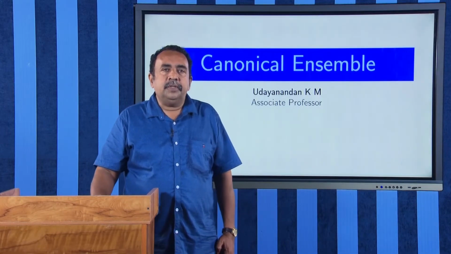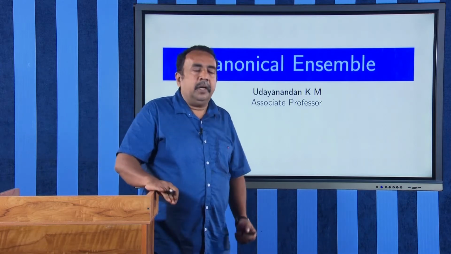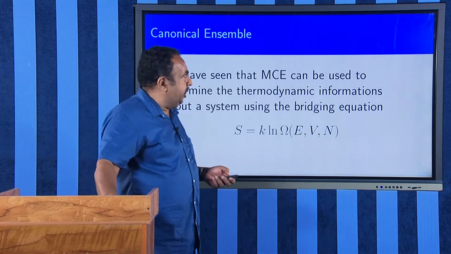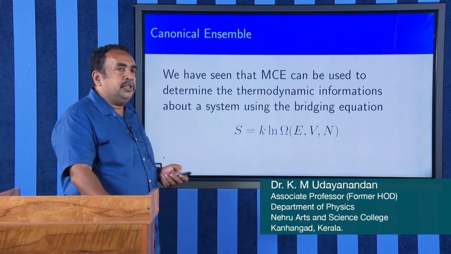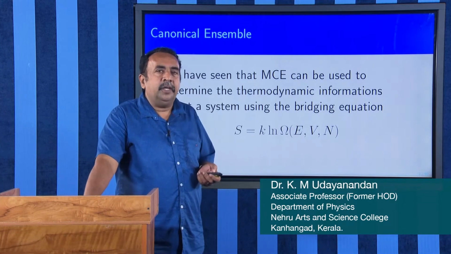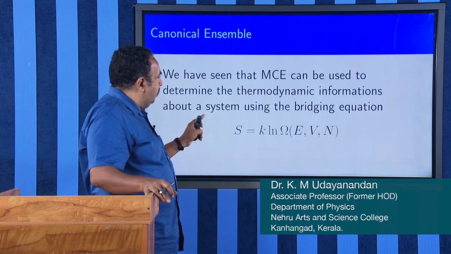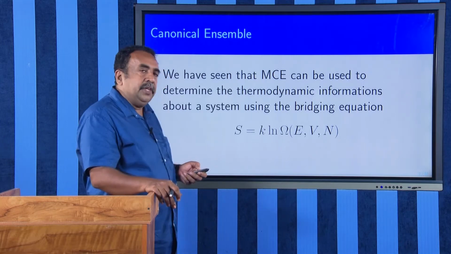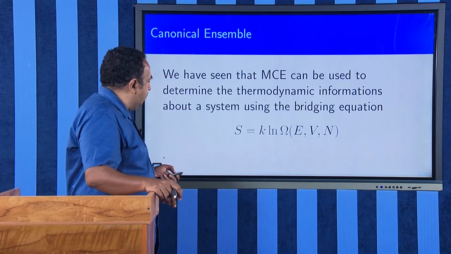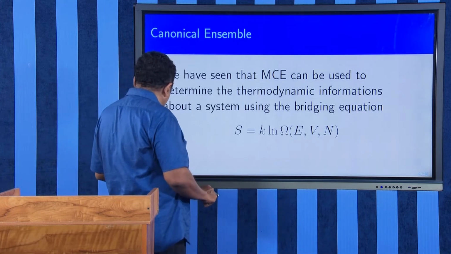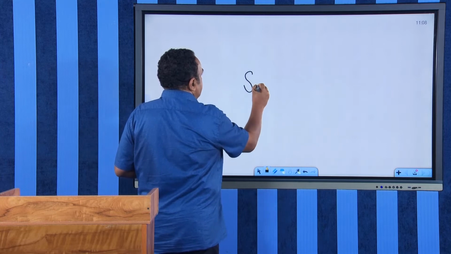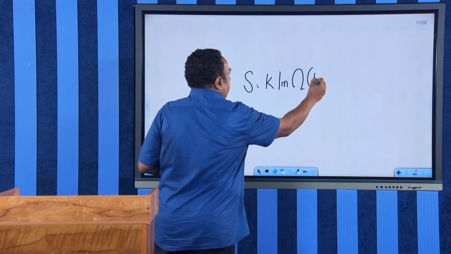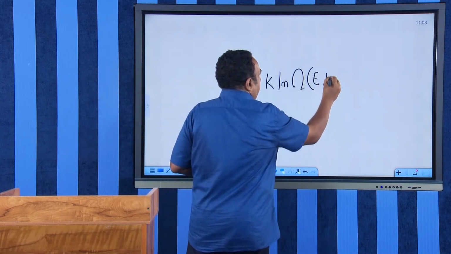Earlier, we have studied the microcanonical ensemble, and in that microcanonical ensemble, we have the bridging equation S is equal to k log omega, where omega is the number of microstates which depends upon the energy, volume and number of particles. And that bridging equation is S equal to k log omega, where k is the Boltzmann constant and S is the entropy.